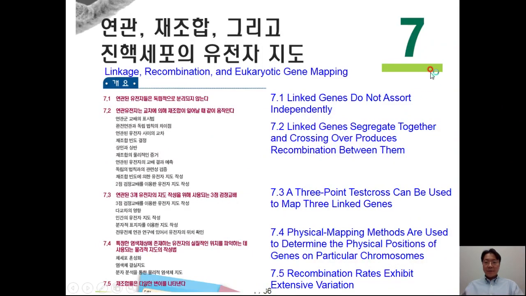Today we will learn Chapter 7. The title is Linkage and Recombination and Eukaryotic Gene Mapping. Chapter 7 is composed of five subtitles. First and second is linked genes, third is the three-point test cross, and fourth is how to make the physical mapping method. Finally, we will learn that the recombination rate exhibits extensive variation.